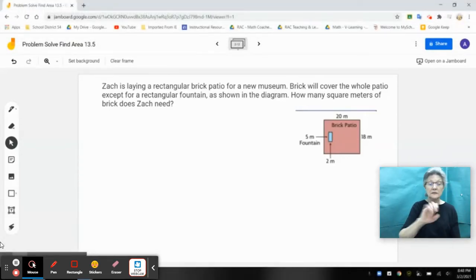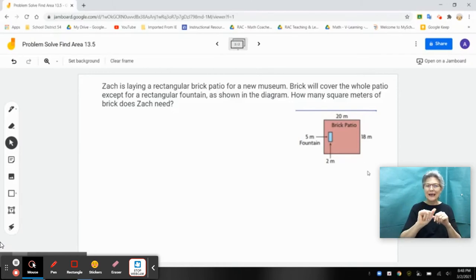Zach is laying a rectangular brick patio for a new museum. The brick will cover the whole patio except for a rectangular fountain as shown in our diagram, right there. How many square meters of brick does Zach need?